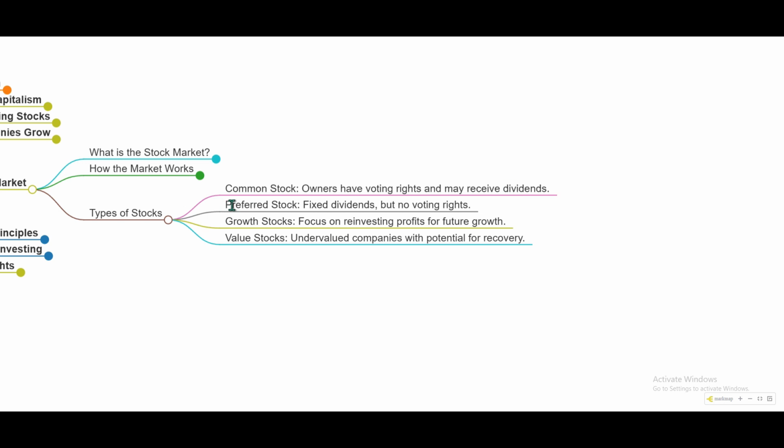Then what are preferred stocks? Preferred stocks have fixed dividends but no voting rights. Common stock owners are those who have a substantial stake in the company, and that's why they have the right to vote in the big decisions of the company. Then there is the third type, that is growth stocks. Those stocks focus on reinvesting profits for future growth.